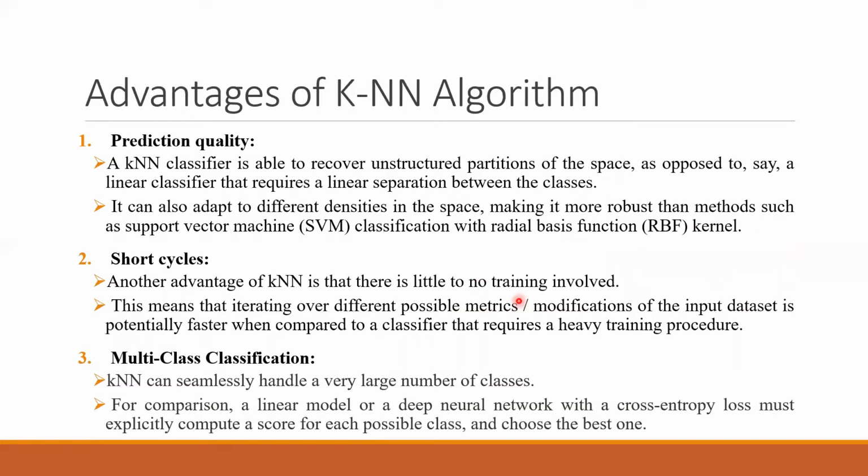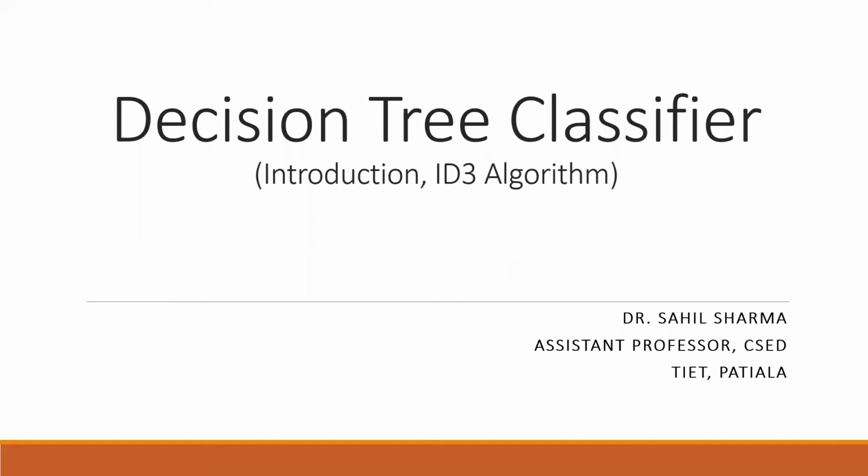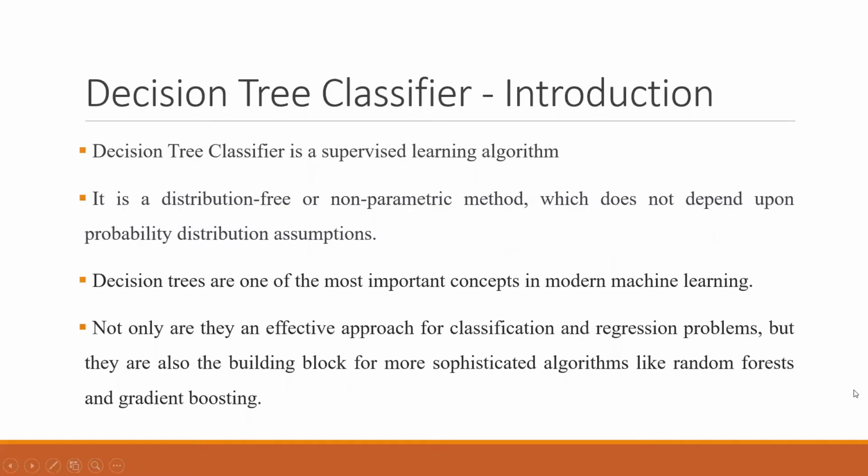So KNN is over. We have completed the KNN now, and we will be starting the decision tree classifier. Decision tree has multiple types of algorithms, and we will be discussing all of them one by one. Mainly we will be discussing three types of decision trees. ID3 is one of the decision tree algorithms. So let's see what this means.